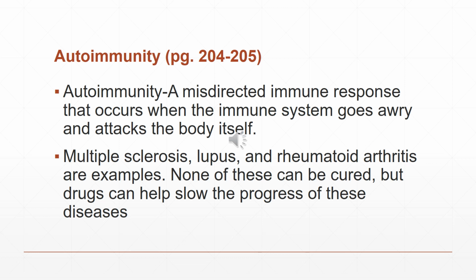Basically, plain and simple, autoimmunity is a misdirected immune response that occurs when the immune system goes awry and attacks the body itself. Multiple sclerosis, lupus, and rheumatoid arthritis are examples. None of these can be cured, but drugs can help slow the progress of the disease. They're also going to help the patient that has been diagnosed with them to try to live a productive life for as long as they possibly can.